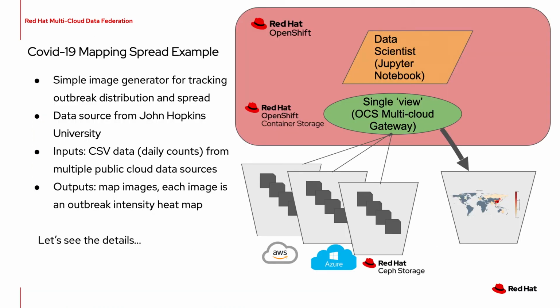Okay, a slight note about this particular notebook. I did not write this notebook. I just modified it. It's supposed to have a data scientist kind of point of view. So this is a COVID-19 mapping spread example. It's a very, very simple image generator, and it represents a heat map done on a daily basis. The data originally comes from Johns Hopkins, and the input data is just a bunch of CSV files. Every line is from each country, and it has all kinds of different totals. And the output is just a heat map per day.